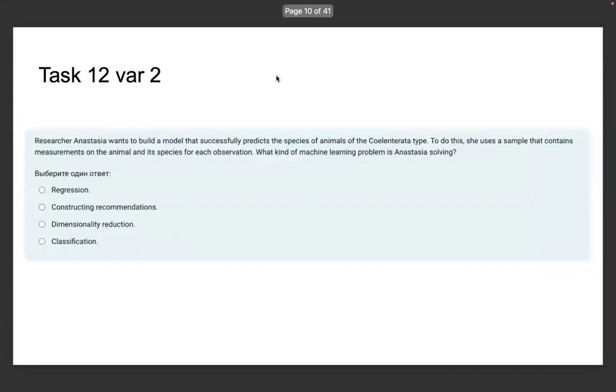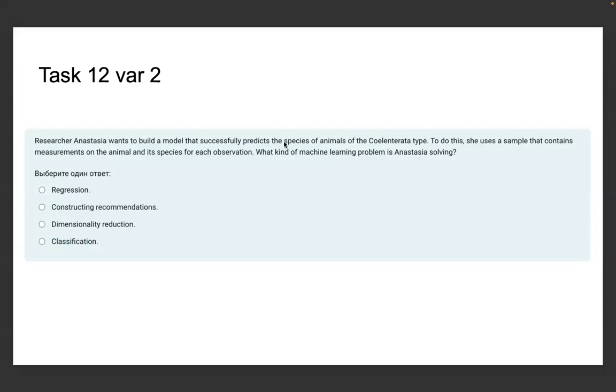Okay, let's move to the second variant. Researcher Anastasia wants to build a model that successfully predicts the species of animals of the culinary type. To do this, she uses a sample that contains measurements on the animals and its species for each observation. So here we have again classification, because we have a pool of species which we have to predict.